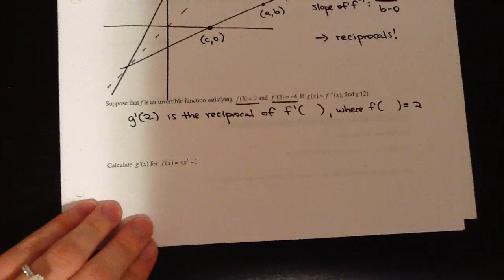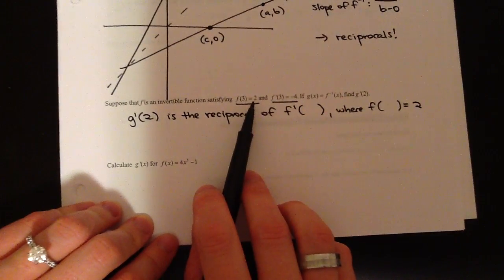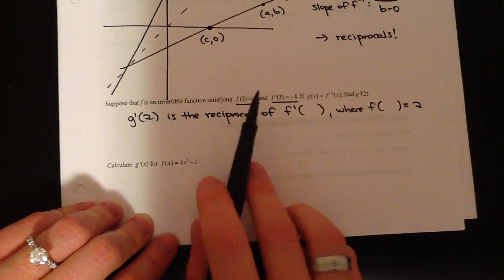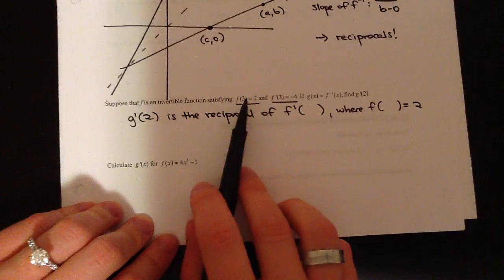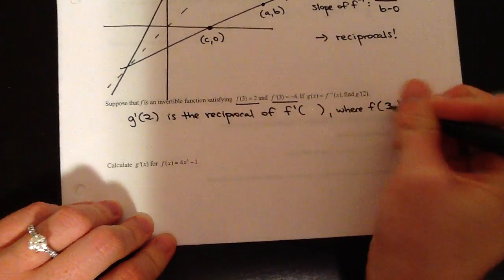So now back to what I know. Well, I know what that something is now because they gave me this bit of information. f of what equals 2? f of 3. So that means this is a 3, this is a 3.